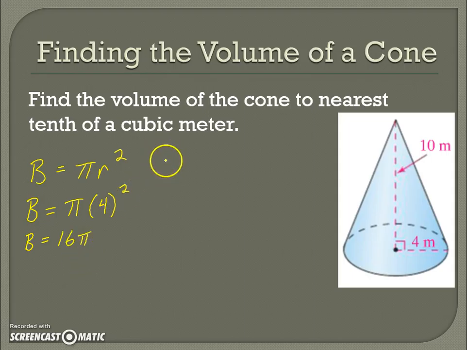Next thing is to substitute it into our volume formula. So volume is equal to 1/3 times the base times the height, which in this case is 10. All right, so we go through and we multiply these different things here.